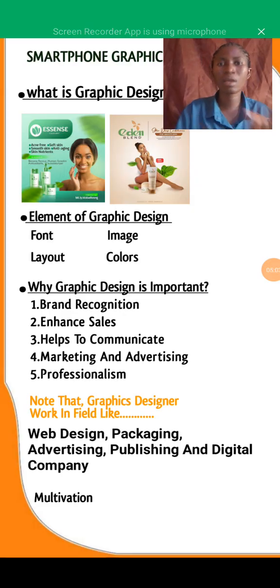you have understood the message that this person is trying to advertise a cream product. That is how powerful image can be. Let's continue. The next one here is color. Now, this will lead us to color combination.